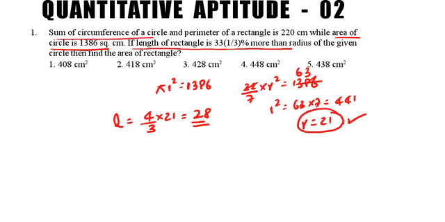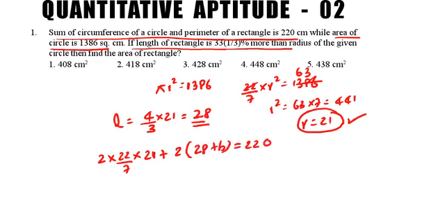The sum of the circumference of a circle and perimeter is 220. So what is the formula for circumference? 2 pi r. 2 into 22 by 7 into 21 plus perimeter of rectangle 2 of L plus B. L is 28 plus B is equal to 220. Now solve this one. So this is 66 into 2, 132. So 2 of 28 plus B is equal to 220 minus 132, that is 88.